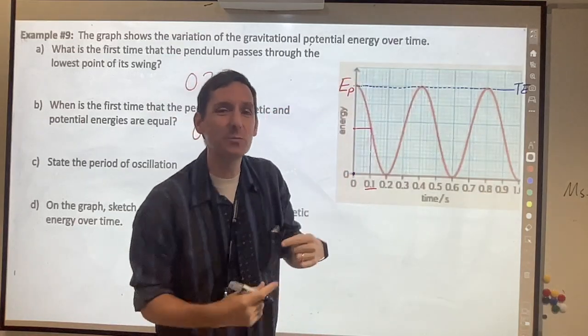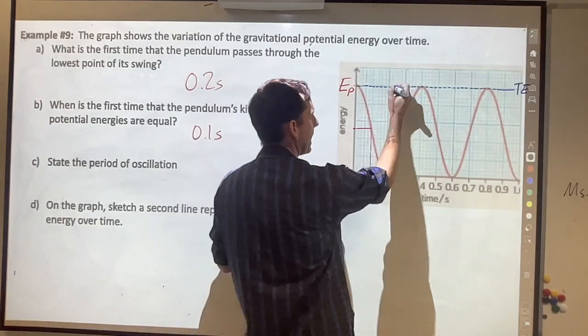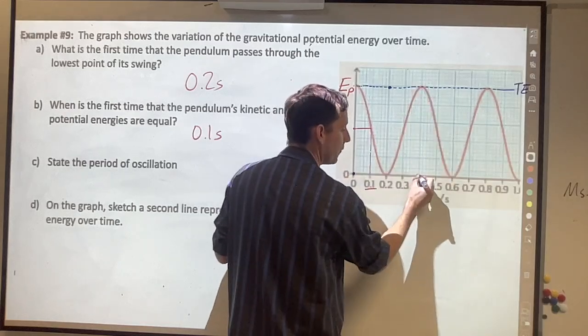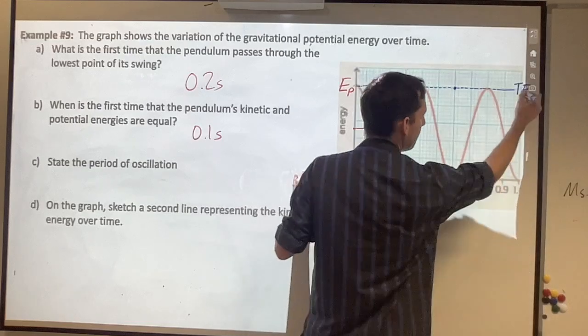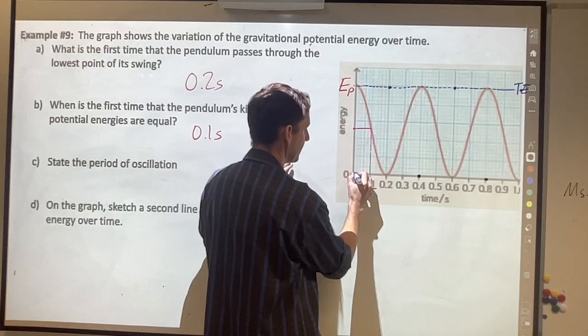Now, the same thing should be true in reverse, right? When the potential energy is at a minimum, the kinetic energy should be at a maximum, right? And so we can go back and forth with this graph just to show it, just like that. And so my kinetic energy graph should look something like this.